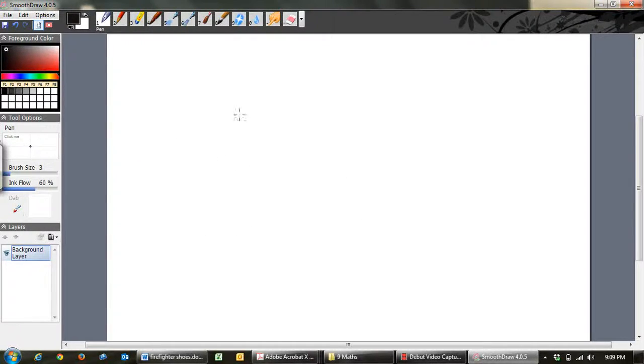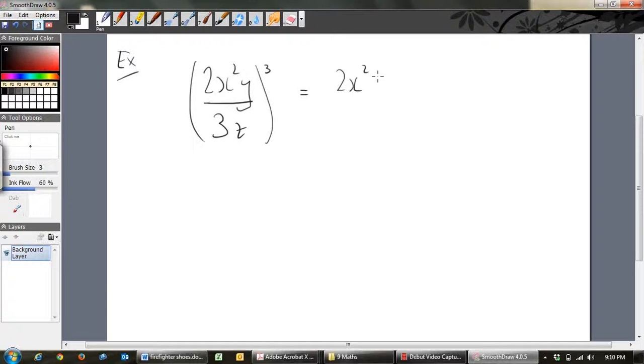Okay, we'll just do one more example. Let's do a more complicated example, which might involve a bunch of different laws. Let's go 2x squared y over 3z, all raised to the power of 3. Something a bit more complicated. The index law we've just had a look at says that in a fraction raised to a power, the power goes to both parts. So that's 2x squared y raised to the power 3, over 3z to the power 3. So that's the first bit.